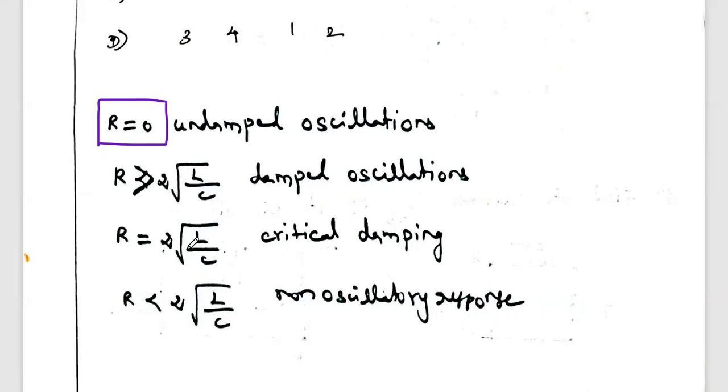Similarly, R equal to 2 into square root of L by C is the condition for critically damped oscillations. Whenever the resistance value R is less than 2 into square root of L by C, the circuit produces a non-oscillatory response. You just remember this, from this you can get many questions. R equal to 0 means undamped oscillation. R greater than 2 square root of L by C means damped. Equal to means critically damped. Less than means non-oscillatory response.